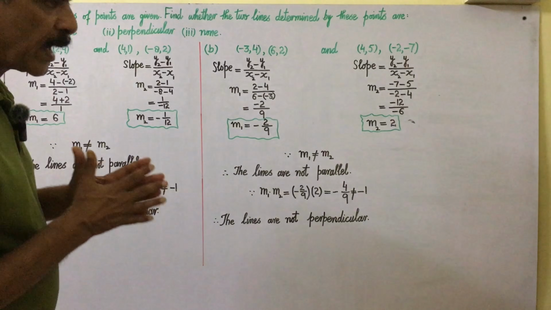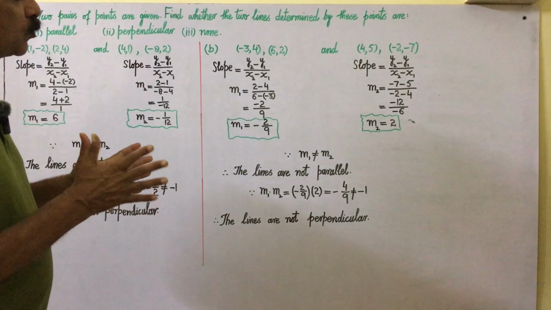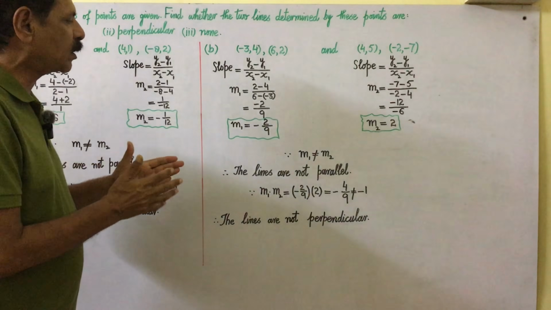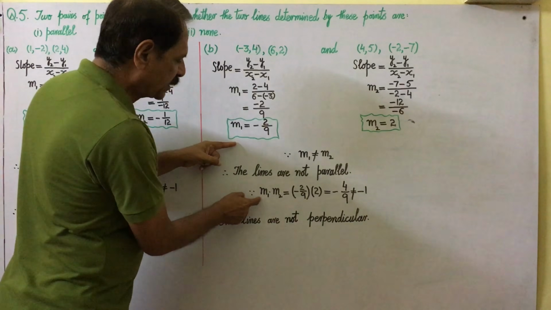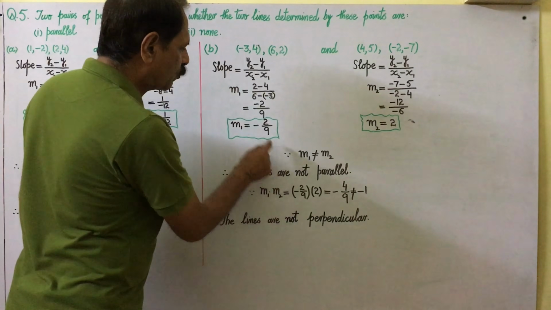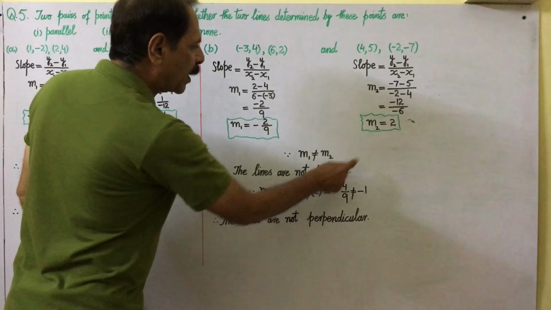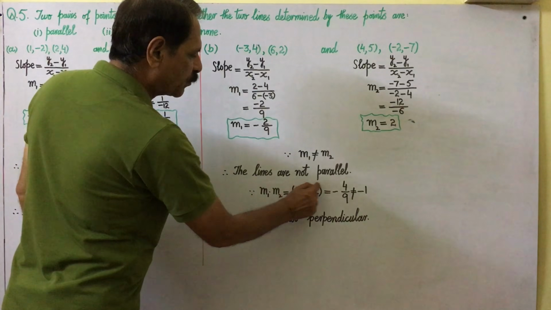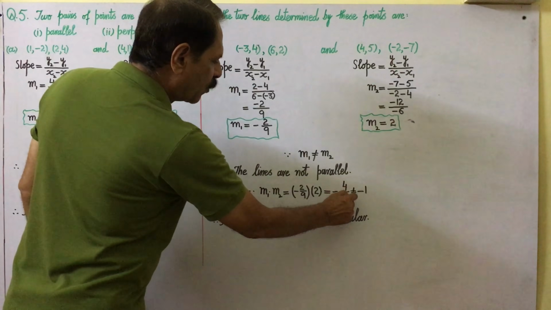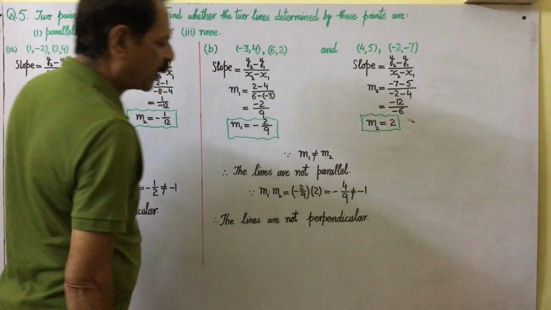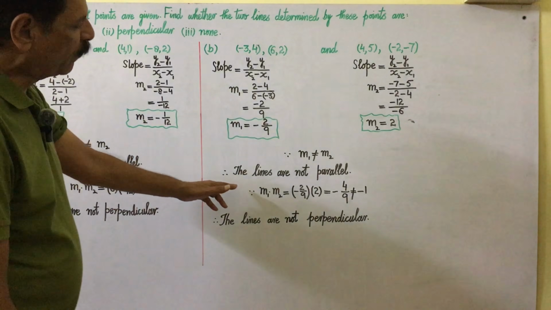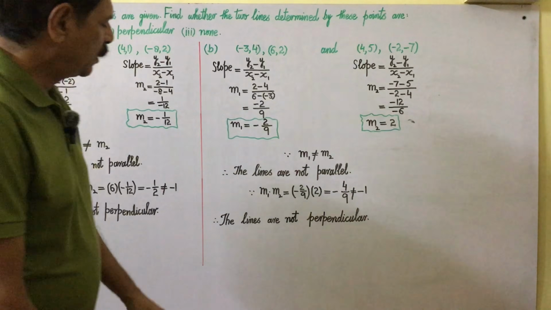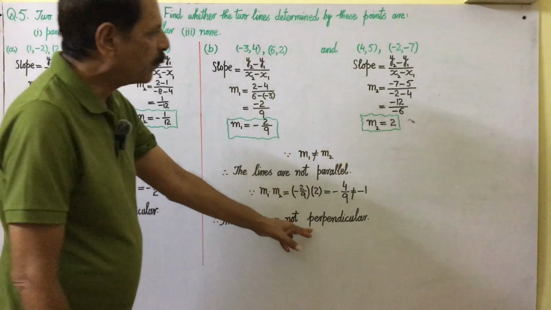For being parallel, the slopes of the two lines must be equal. Now, let us see the product of the two slopes. m1 into m2 is equal to minus 2 over 9 multiplied by 2. This is going to be minus 4 over 9. Minus 4 over 9 is not equal to minus 1. Because the product of the slopes of the two lines is not equal to minus 1, therefore the lines are not perpendicular.